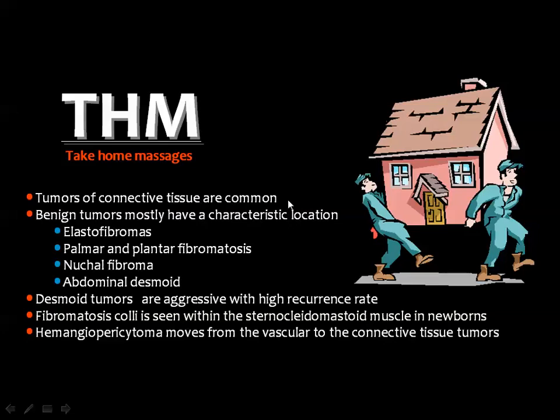And finally, these are some of the important points that you should remember: tumors of the connective tissue are common. The benign tumors usually have characteristic location like elastofibroma in the chest wall, palmar and plantar fibromatosis, nuchal fibroma, and abdominal desmoid corresponding to the rectus abdominis muscle. Desmoid tumors are aggressive with high rate of recurrence. Fibromatosis coli is seen within the sternomastoid muscle in the newborn. Hemangiopericytoma moves from the vascular to the connective tissue.